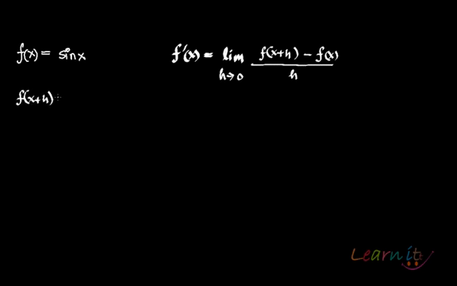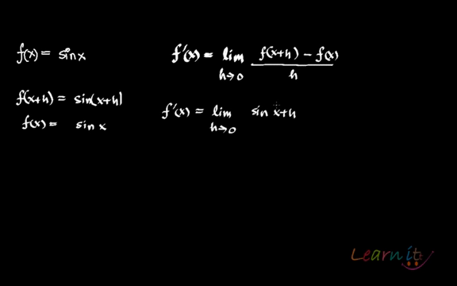What is f(x + h)? It is sin of (x + h). What is f(x)? Sin of x. So f'(x) is equal to the limit as h tends to 0 of [sin(x + h) - sin x] divided by h.